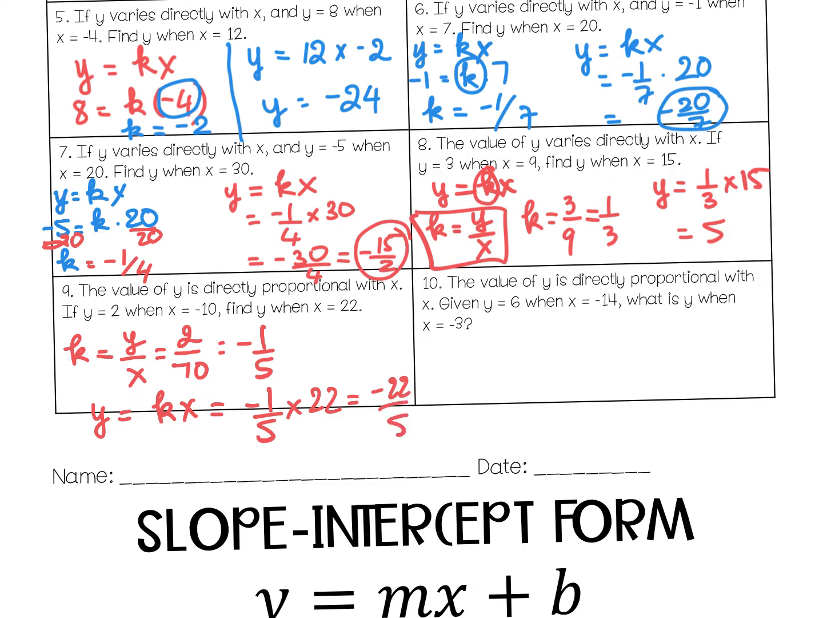All right, same thing for number 10. K is what? Y over x, 6 over -14. Please remember to simplify your work. 6 divided by 2 is 3, -14 divided by 2 is 7. Don't forget the negative. Then to find y, we have -3 over 7 times -3. Negative times a negative is positive, 9 over 7.